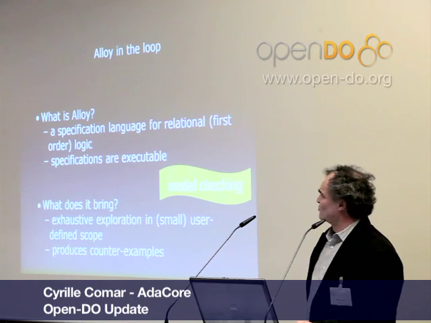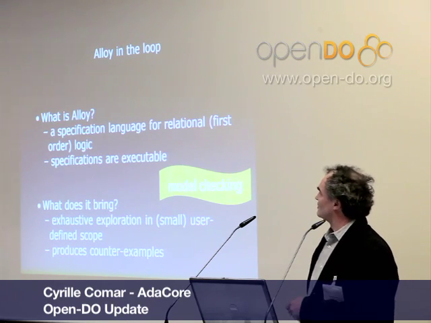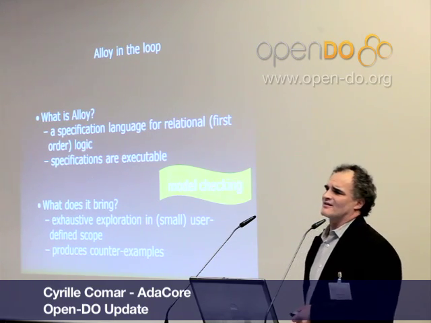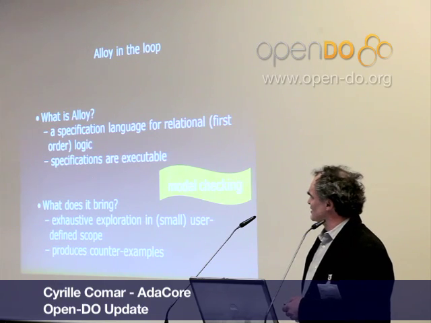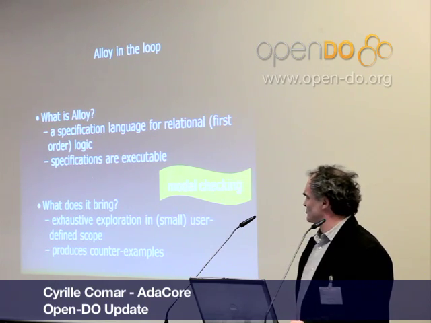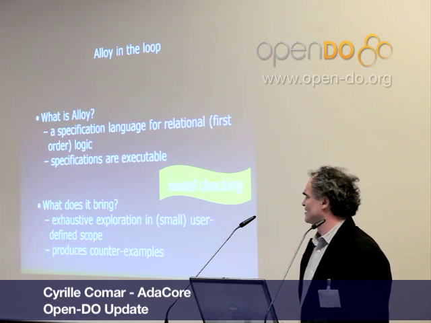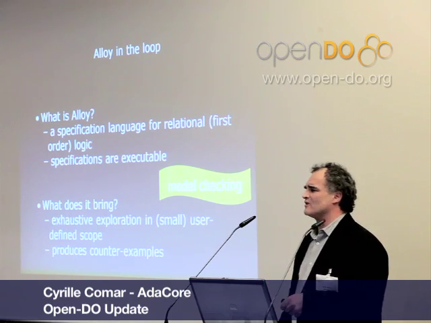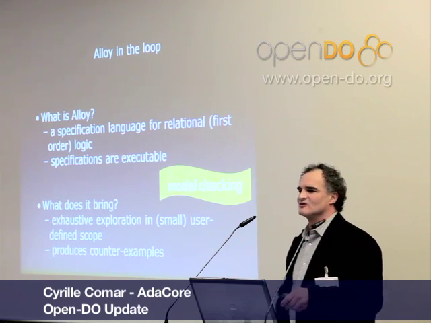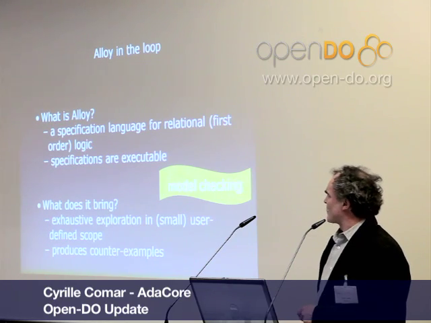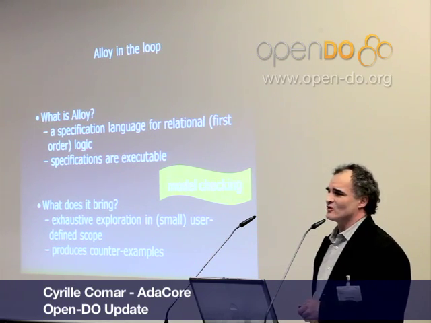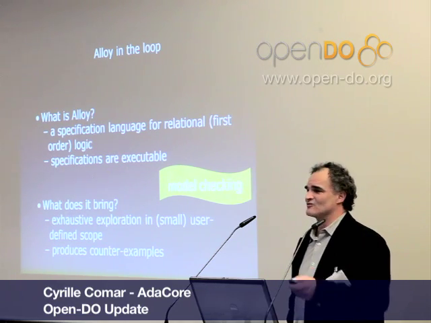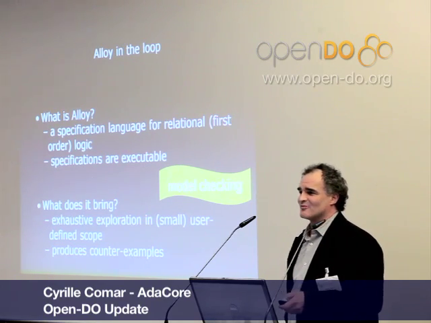I won't speak too much about Alloy, but basically it's one of the nice tools for model checking that are relatively simple to use and easy to put in place. What it brings is the possibility to explore in an exhaustive way all the possibilities as long as you are able to define a small user scope. And here the user scope is the number of conditions in your decision. But the really interesting feature about Alloy is that it produces a counterexample when your conjecture is wrong. Not only does it tell you my conjecture is wrong, it gives you an example of why it is wrong.